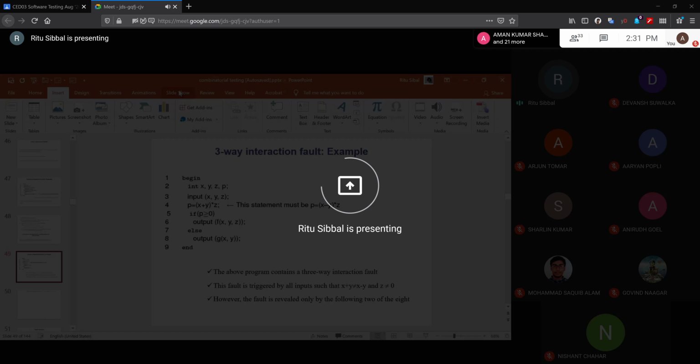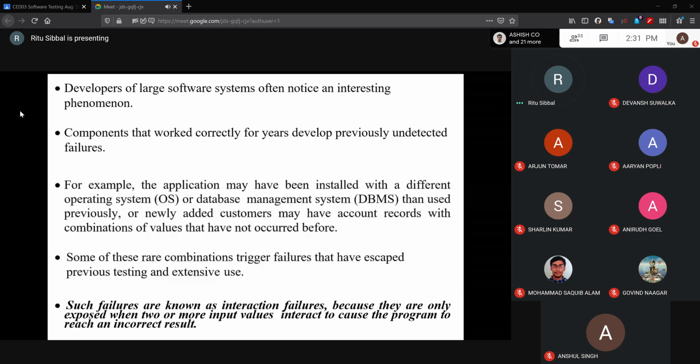Now, is this presentation visible to all of you? Yes, ma'am. All right. So just quickly we'll read through it. It says that one interesting phenomenon is observed by developers: some of the programs which have been running very nicely and correctly on some platforms suddenly develop errors when you shift them into a different environment.